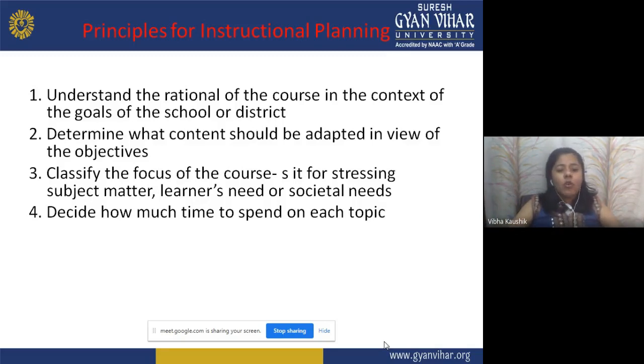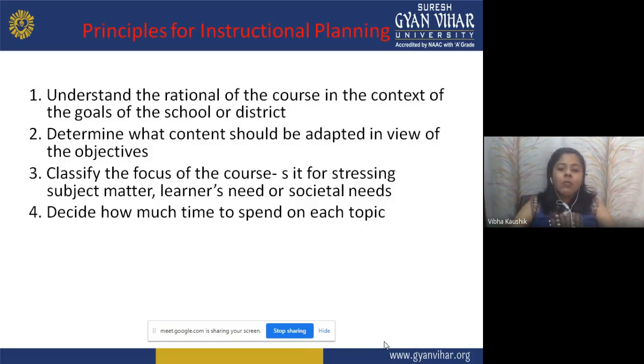Classify the focus of the course, fit for steering, subject matter, stressing on the subject matter, learner needs or social need. Now, classify the focus of the course. Now, this is the focus of the courses according to the subject matter, that this is the subject matter. These are the learner needs on which we have to give stress. Our social needs, these are the social needs that will be focused through this content.